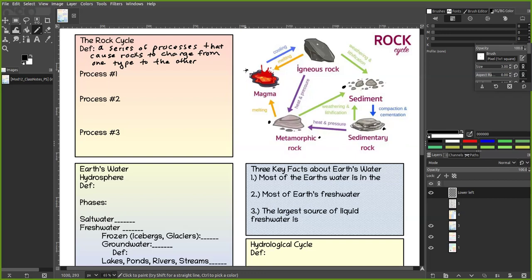Let's start at magma and start with the process that gets us from magma to igneous rock. Any kind of rock can be melted and cooled. Could be sedimentary rock, could be metamorphic rock, whatever. It's melted and cooled. And this makes igneous rock.